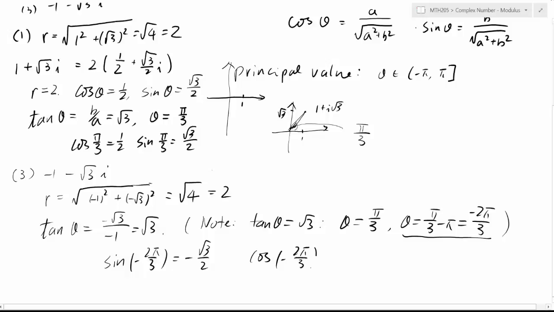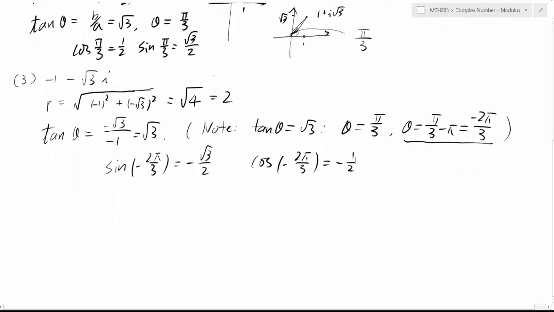2 pi over 3 is equal to negative 1/2. So because we have two negative signs over here, negative 1 minus root 3, this complex number actually is in the third quadrant. So theta must be equal to negative 2 pi over 3, in the third quadrant. And we can see this pretty clearly if we plot it over here. So this is going to be negative 1, and here it's going to be negative root 3. And this point over here is negative 1 plus i root 3.